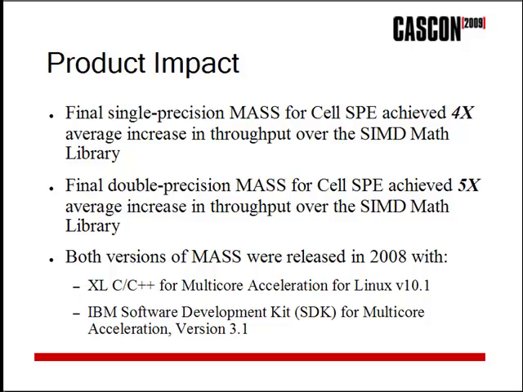The final single precision MASS for Cell SPE achieved about 4 times the average increase in throughput over the SIMD math library, which is shipped in the SDK. And the double precision version of the MASS library achieved about 5 times average increase in throughput over the SIMD math library. Both versions of the MASS libraries were released in 2008, with XLC and C++ for multi-core acceleration for Linux version 10.1, and it's also shipped in the SDK, the IBM Software Development Kit for multi-core acceleration version 3.1.